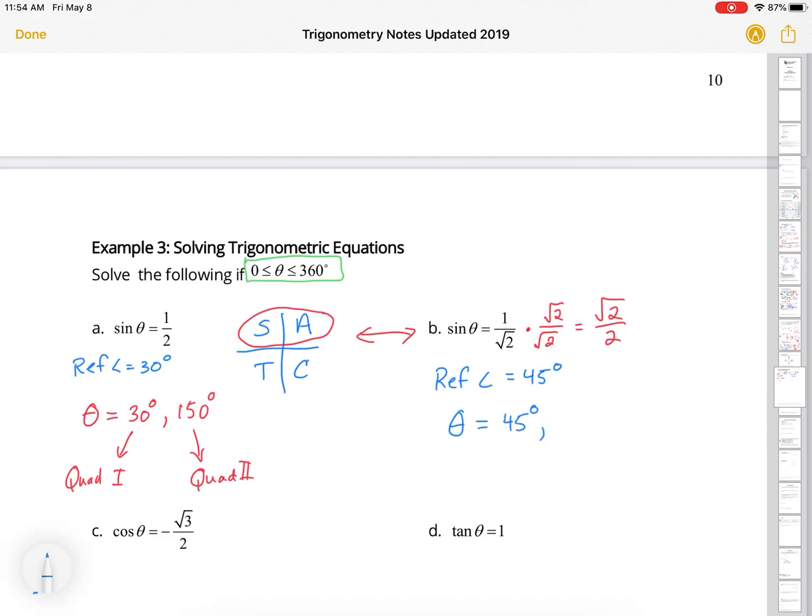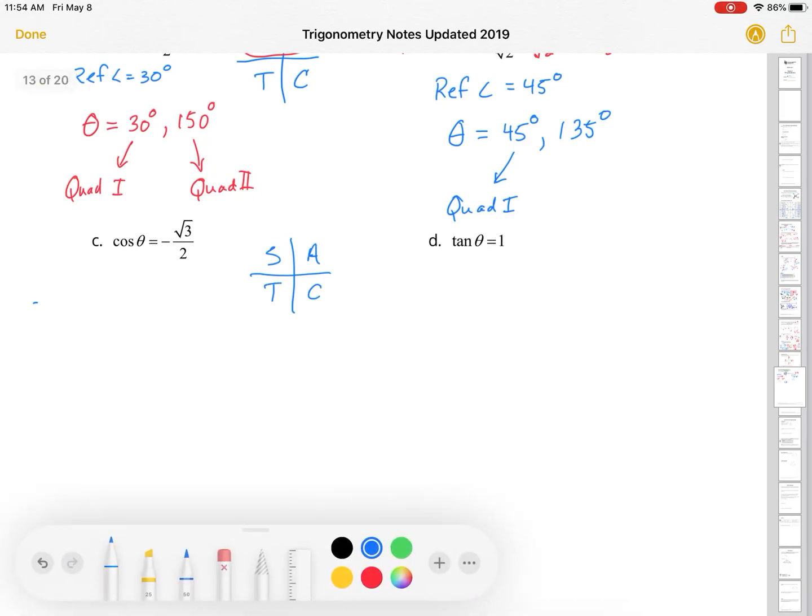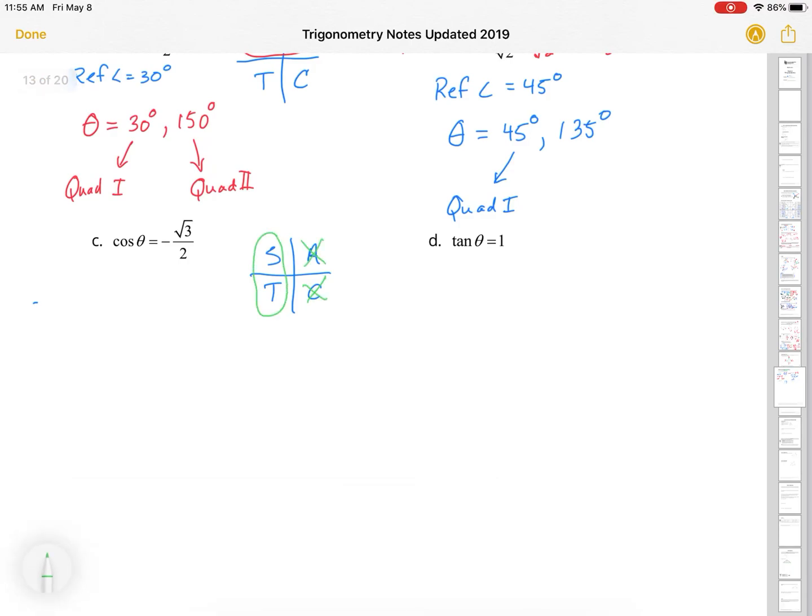Okay, so that means our reference angle is 45 degrees. So that means our theta could either be 45 degrees if it's in quadrant 1, right? Or it can be 180 minus 45 if it's in quadrant 2. So that would be 135 degrees. So for these, again, you have 2 possible answers. So let's take a look at the next one. C. Cos is negative √3/2. So using our CAST rule, we want to know, where is cos negative?